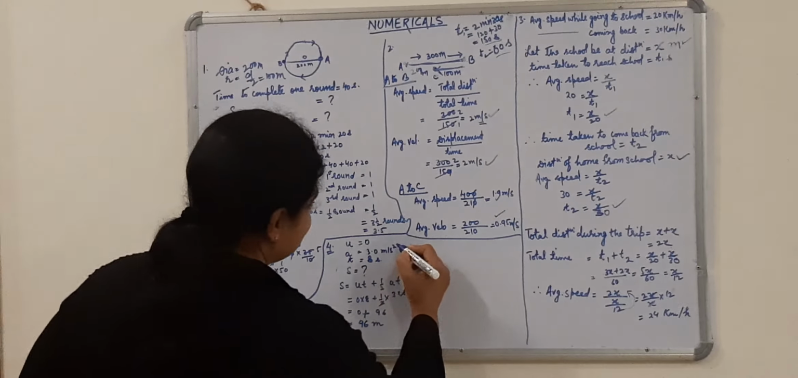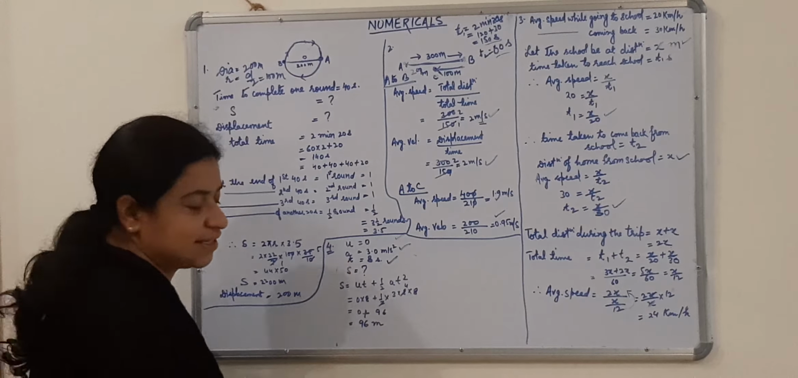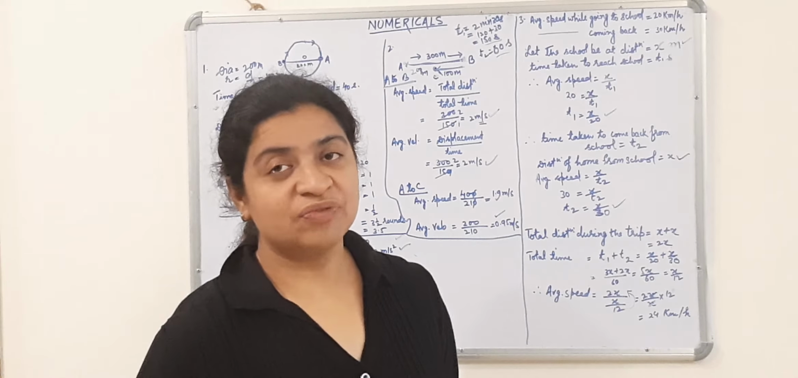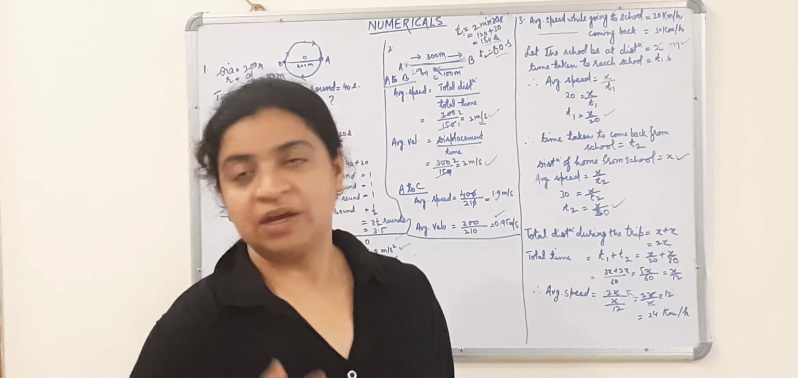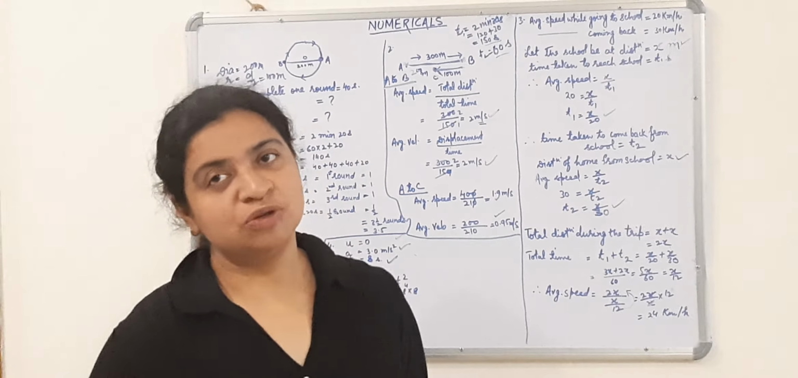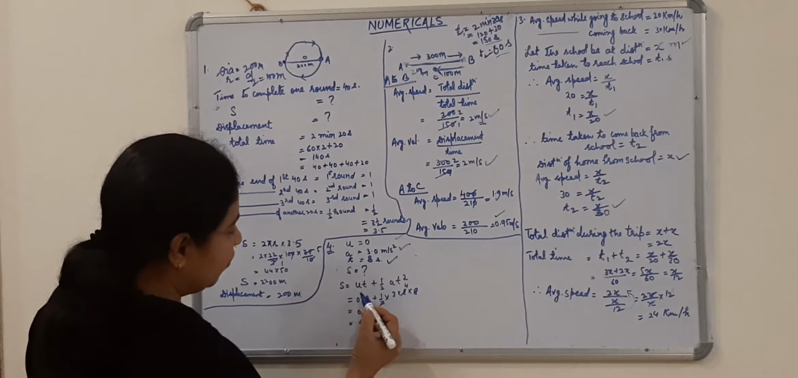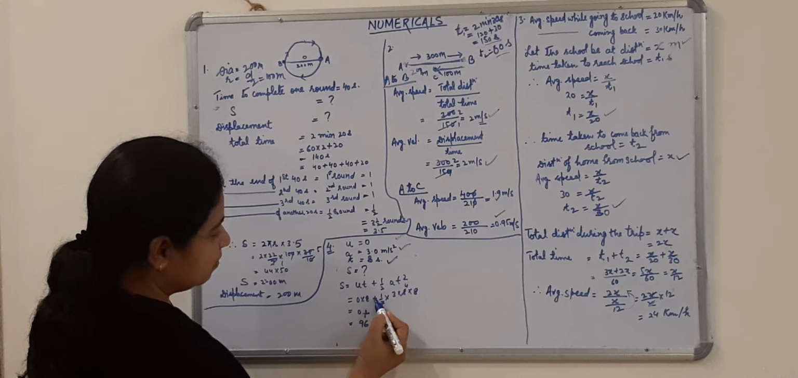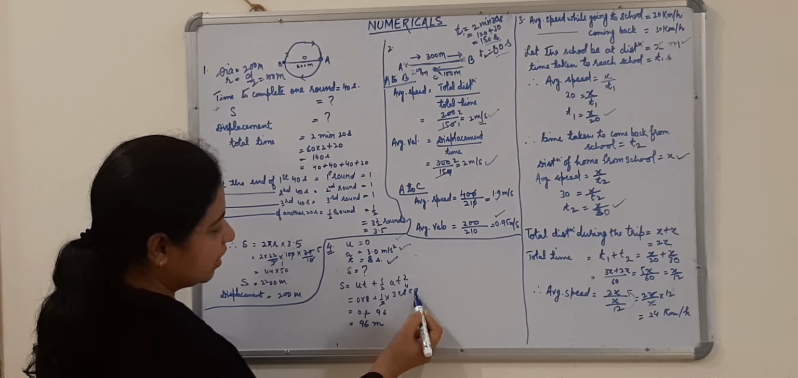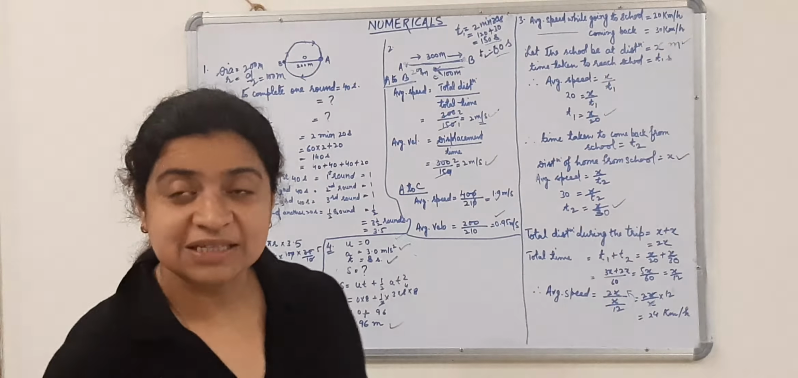In this case, we are given u, we are given a, we are given t, and we need to find out s. Which equation is suitable in this case? We do not have v, so we cannot use the third equation of motion. The first is out of the question. Now what is left? The second equation of motion, that is s is equal to ut plus half of at square. u we know is 0, t is 8, plus half into a is 3, t square 8 into 8. On solving I got 96 meter.